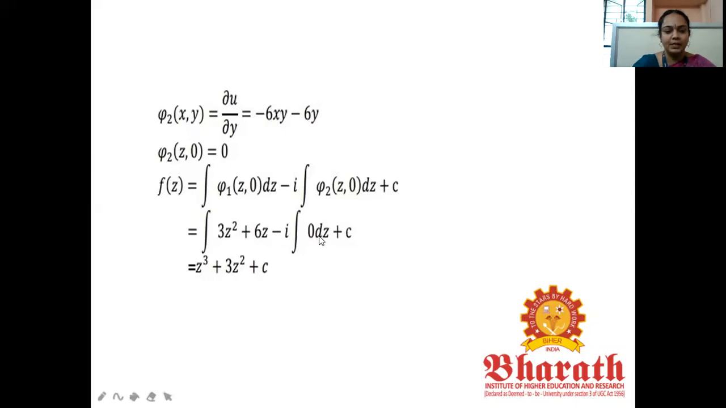So this term vanishes, remaining the integral of 3z square plus 6z. So integration gives 3z cube by 3 plus 6z square by 2 plus some constant. So finally we get f of z equal to z cube plus 3z square plus c.